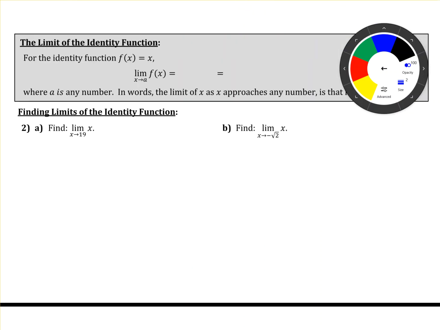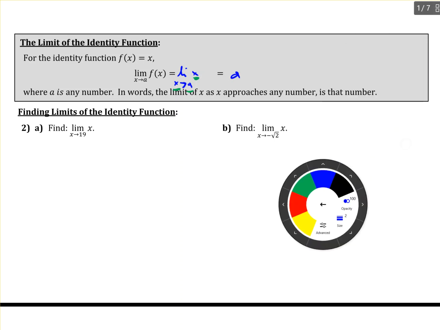Then the limit as x goes to a of f of x is the limit as x goes to a of x. Now, we can do this visually, or we can just look at this and say, as x gets close to a, what does x get close to? Well, as x gets close to a, x gets close to a, right?